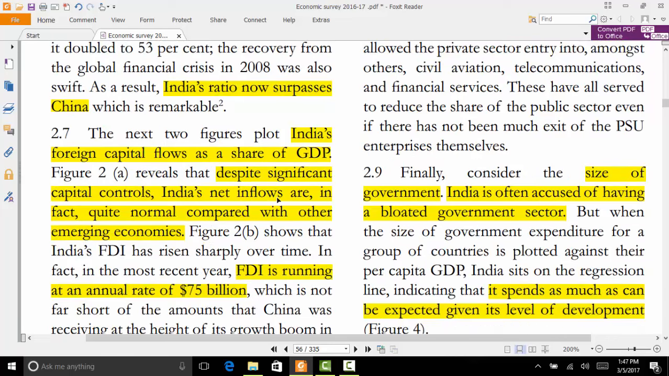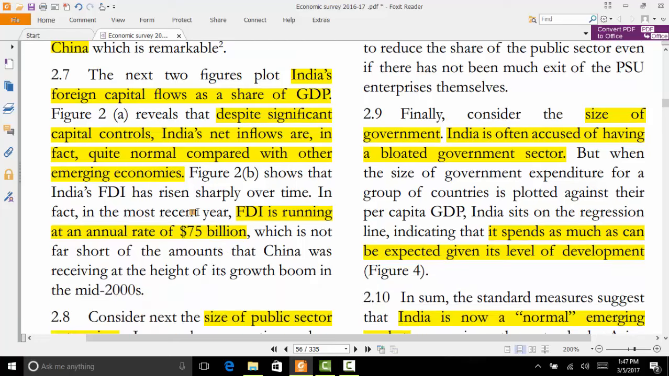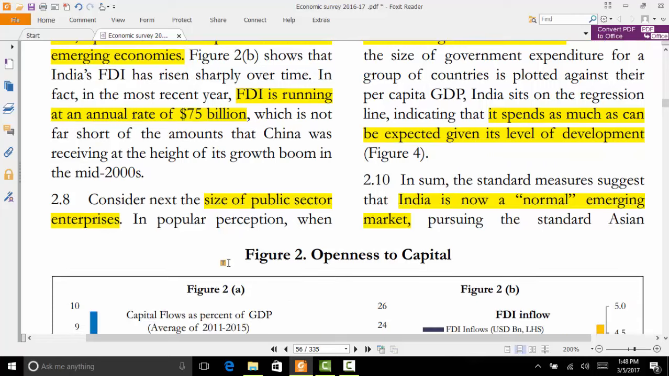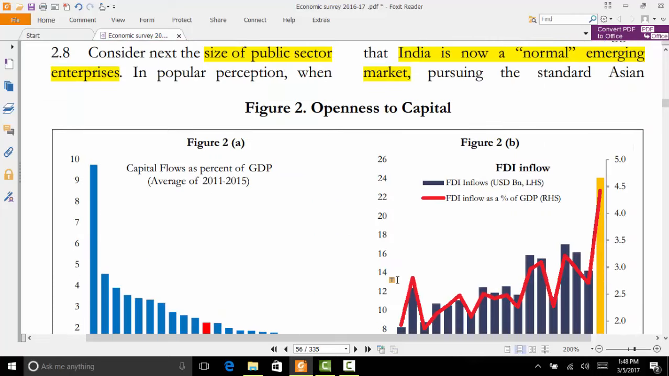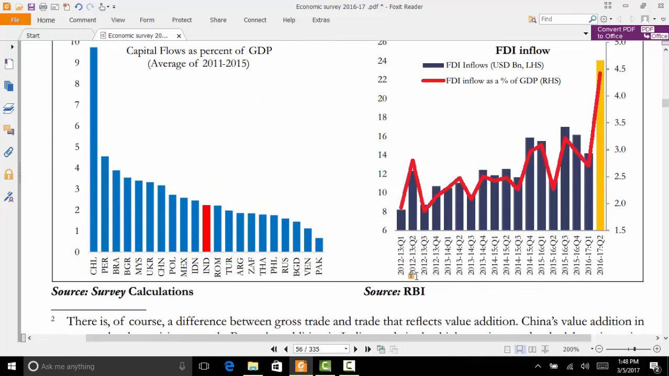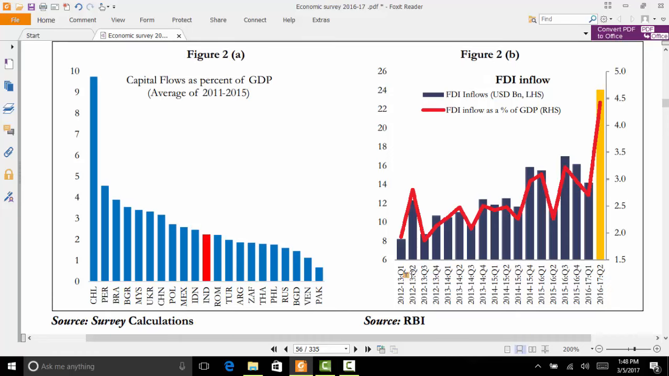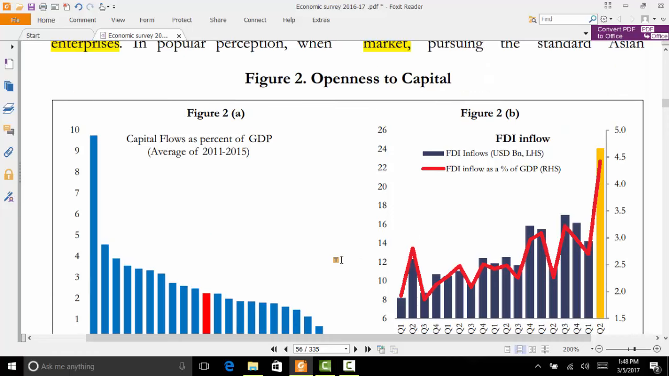And it discusses that despite significant capital controls, India's net inflows are in fact quite normal compared with other emerging economies. And even in the last year, our FDI has been quite robust. So FDI is running at an annual rate of $75 billion. Remember this data? How much FDI generally on an average India is having in recent years? $75 billion. You can see this in the graph itself. Capital flows, in what sense it is.